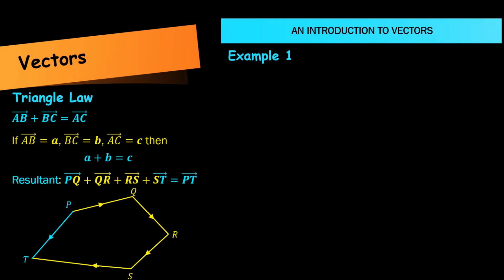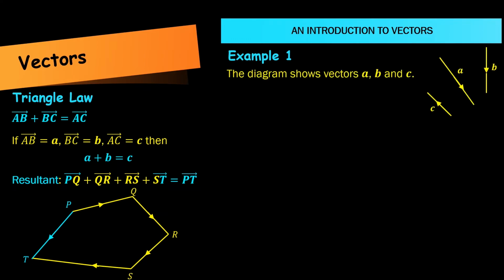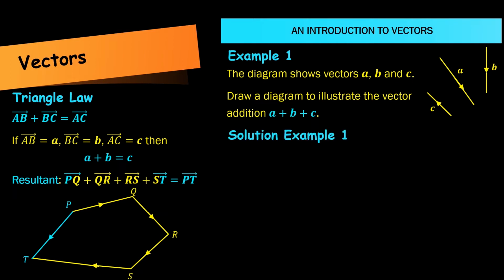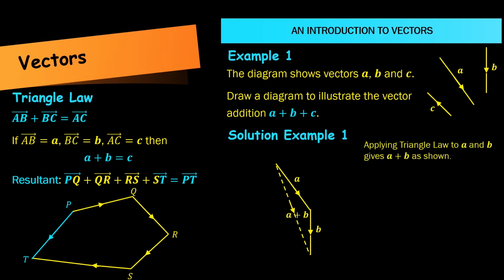Let's take a look at an example. The diagram shows vectors A, B, and C. Draw a diagram to illustrate the vector addition A plus B plus C. So let's solve this. Here's A, and here's B. Here's A plus B, as shown. Applying the triangle law to A and B gives A plus B, as shown.